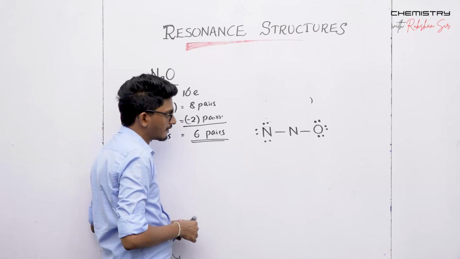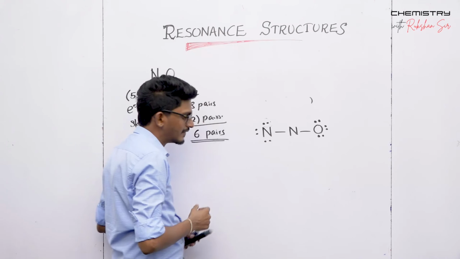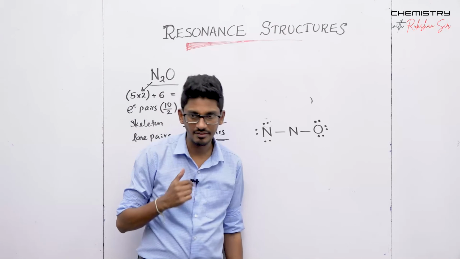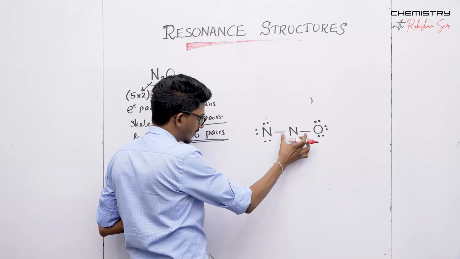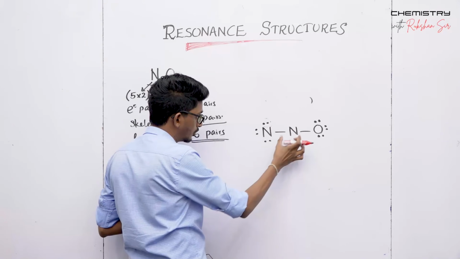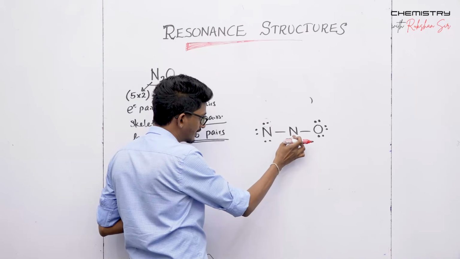When we are trying to fulfill this nitrogen's octet, we have three methods available. One method is to complete the 4 pair situation with this nitrogen. 2 pairs are already going around the nitrogen, so it needs another 2 pairs. Both of those pairs can be given by this nitrogen.